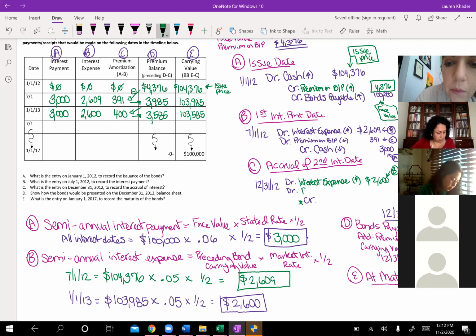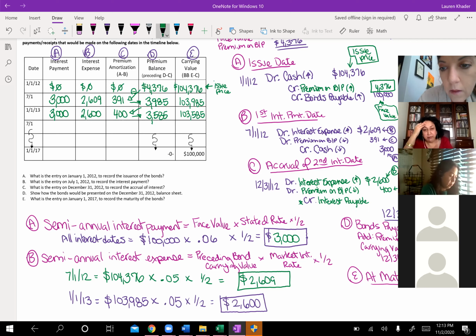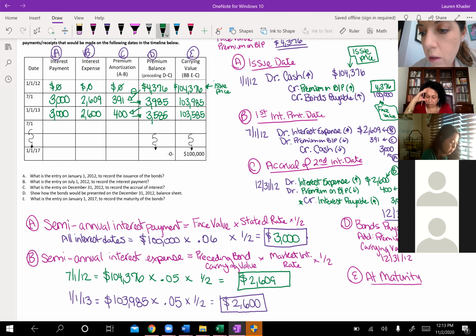We're going to debit premium on bonds payable, decreasing our premium balance for $400 from column C. And we're going to credit interest payable, increasing the amount we owe for interest as of December 31st. And that comes from column A.